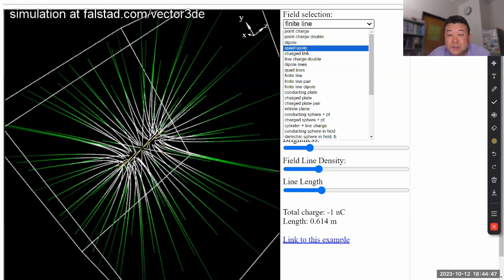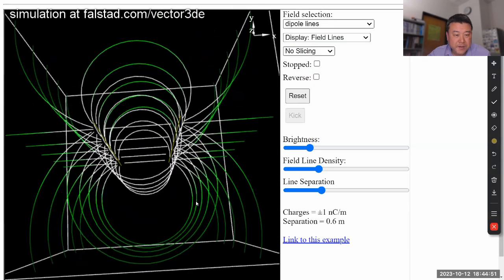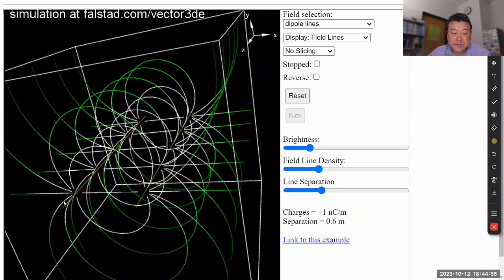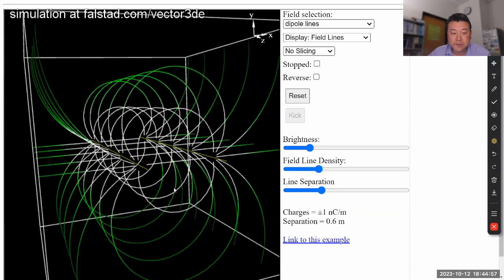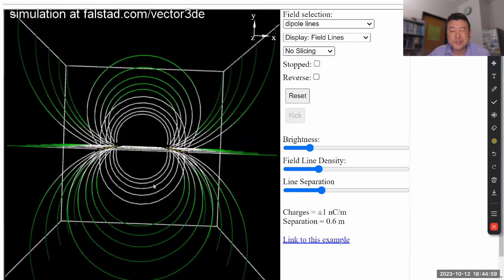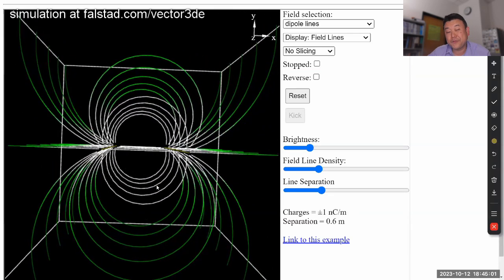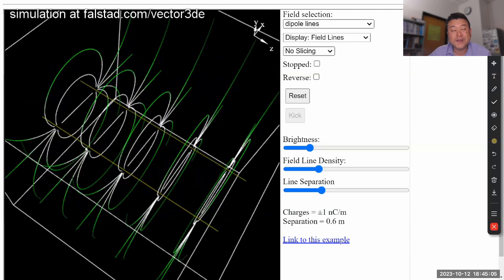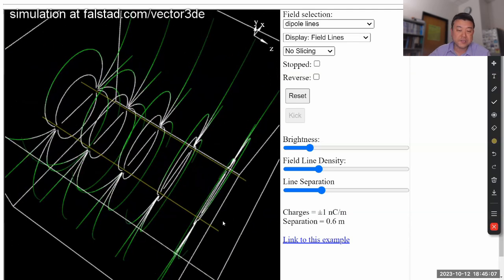Oh, I see dipole lines. This is what I was imagining. Yeah, okay. So this is the one where you have two infinite lines, one positive, one negative. And then from a certain view, it looks like the dipole field, but from a different perspective, it looks really different because there's this translational symmetry that a dipole doesn't have. Translational symmetry along the line.